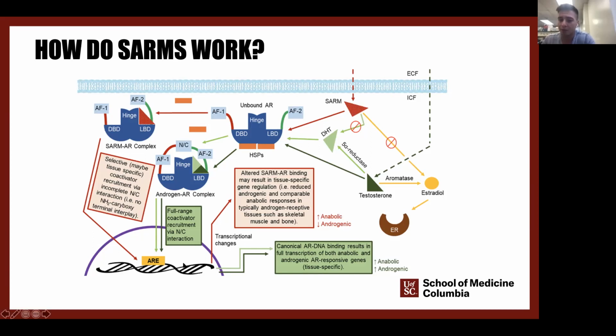Now we have increases in genes responsible for increases in muscle protein, both myofibrillar and sarcoplasmic, which increases size and strength, and we get eventual increases in anabolic and androgenic activity and in protein expression. Hopefully that makes sense, because we talked about that earlier. Now let's talk about the SARM here.